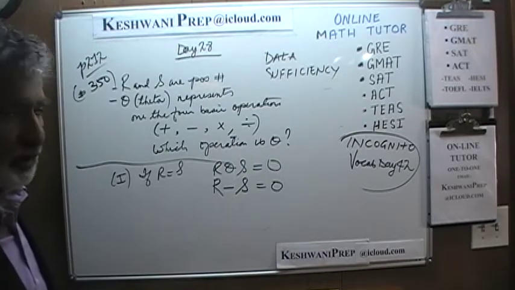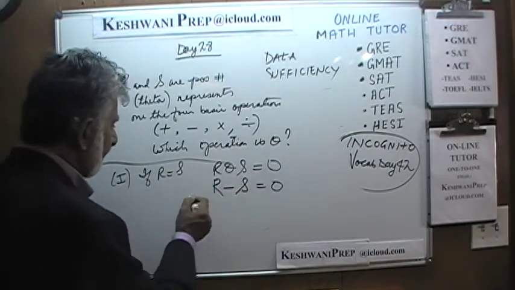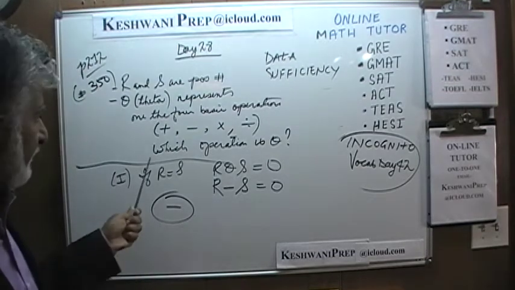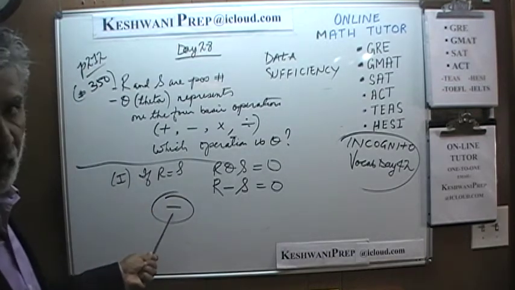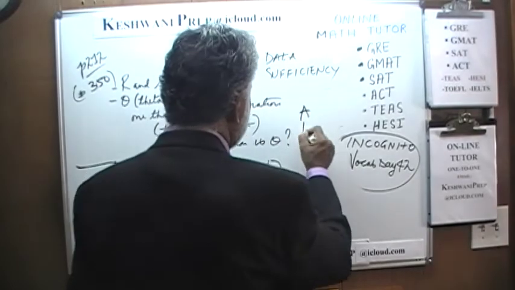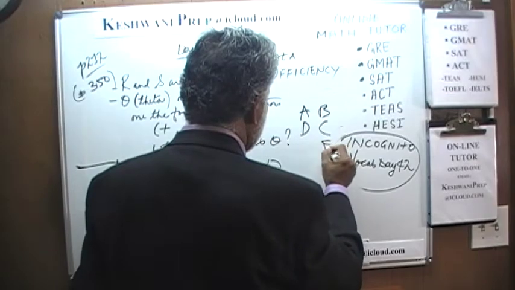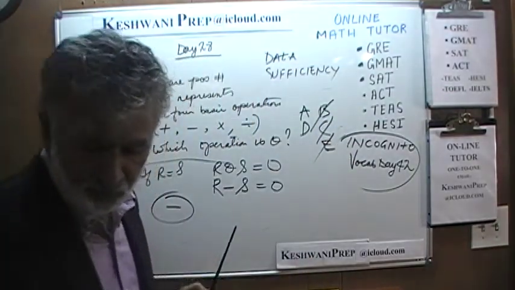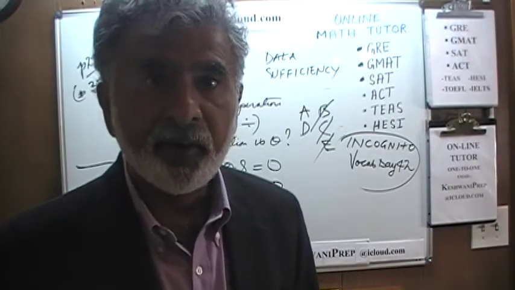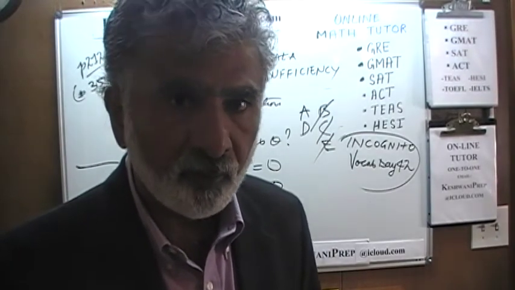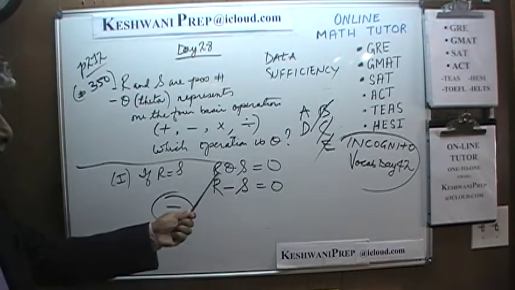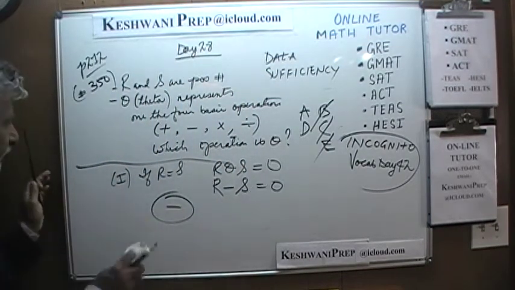Which operation does theta represent? The answer here is theta represents subtraction. We are able to answer the question. The answer is subtraction. The first statement by itself is quite enough: A, D, B, C, E. The first statement was enough for us to identify the operation. The operation being performed is simple subtraction. When two numbers are equal, when you subtract one from the other, the answer is a big fat zero.